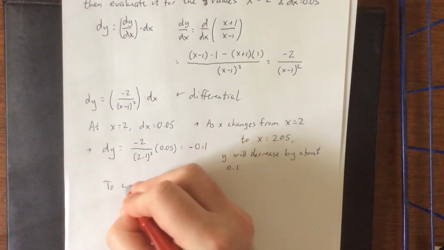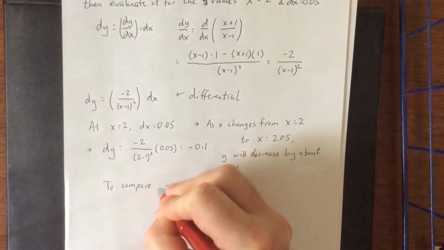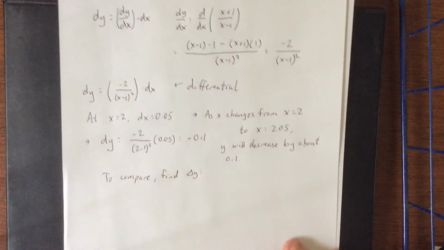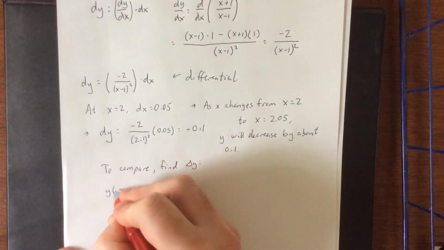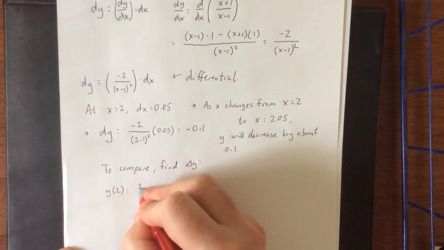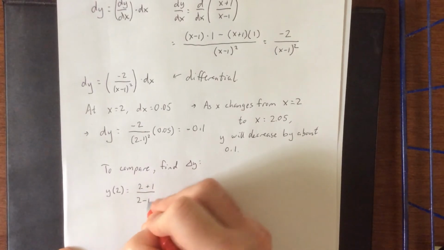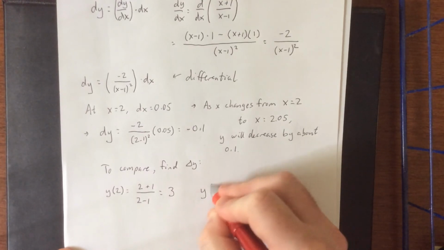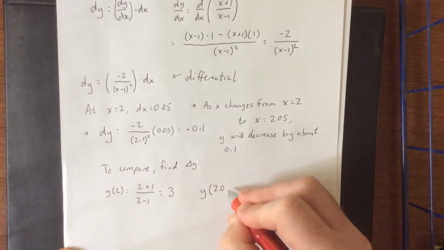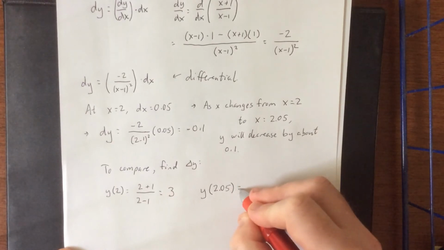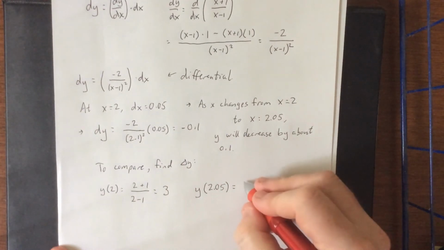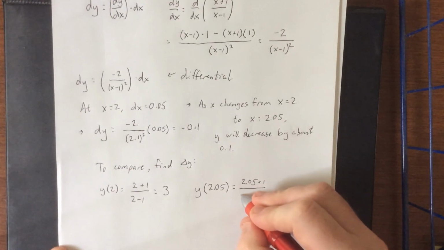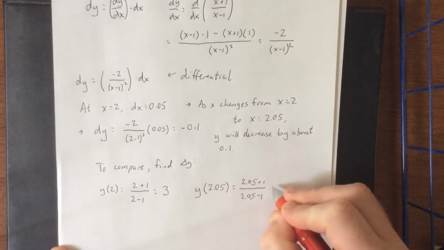So, to compare, we're going to find the actual change in y on the given function. So if we evaluate y at 2, this will be 2 plus 1 divided by 2 minus 1. That is 3 divided by 1, and therefore it will be equal to 3. Whereas if we did y at 2.05, this is going to be equal to 2.05 plus 1 divided by 2.05 minus 1.